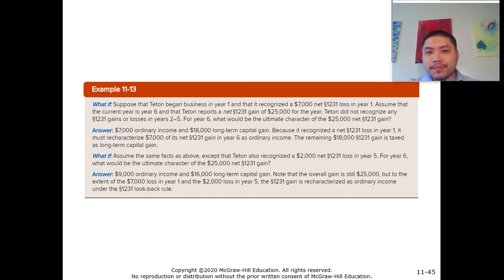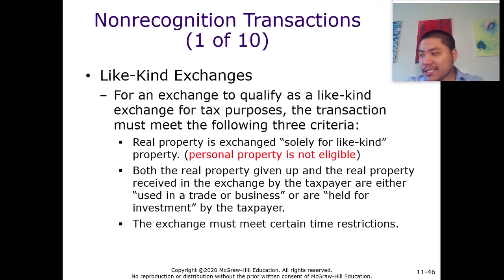And if I have something like this in the test, I hope you guys can do it. It's pretty straightforward. All right, so that was the end of the discussion about Section 1231 recapture.